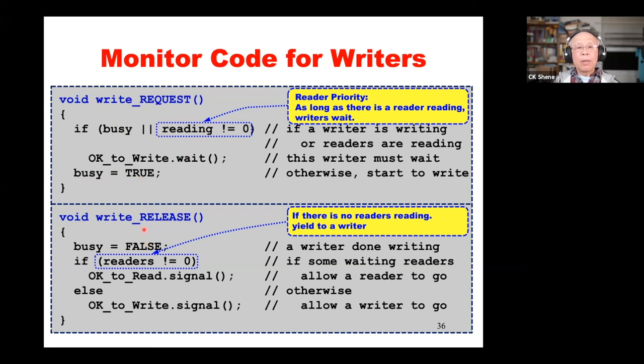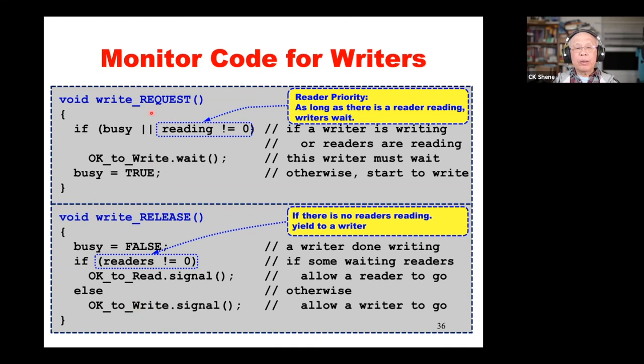Now, upon exit, that is, when this writer finishes writing, it calls write release. Of course, the first thing to do is setting the busy variable to false, indicating no one is writing. Then this writer checks to see, are there any waiting readers? If there are waiting readers, allow the readers to go. So this okay to read signal releases a reader, and that reader releases the second, the third, and so on. Now, if there are no waiting readers, this writer signals okay to write, allowing the next writer to come in. So let me quickly go through it.